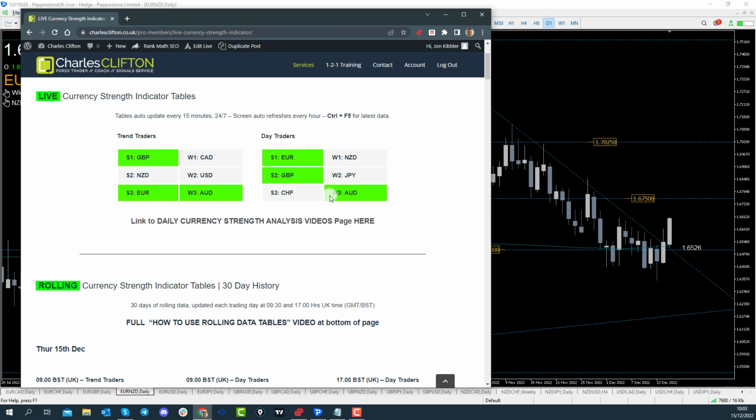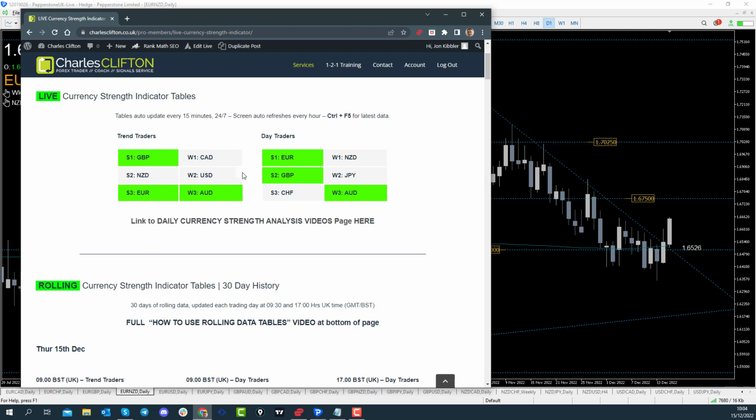You can see here some of the currencies are highlighted in green. That shows that these currencies have confluence between the two trading time frames, and those highlighted currencies are where we'll be focusing our attention in some of these videos. The tables auto update every 15 minutes, 24/7 as well, so if you do have access to the live currency strength indicator tables, you can just log in to get the latest update.